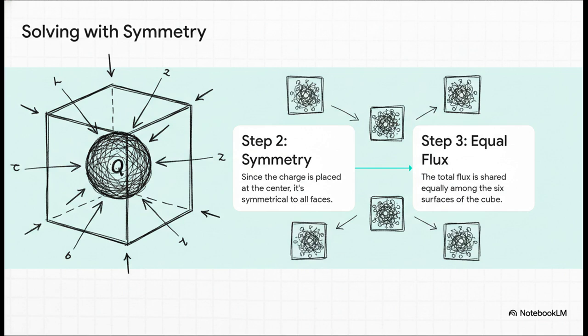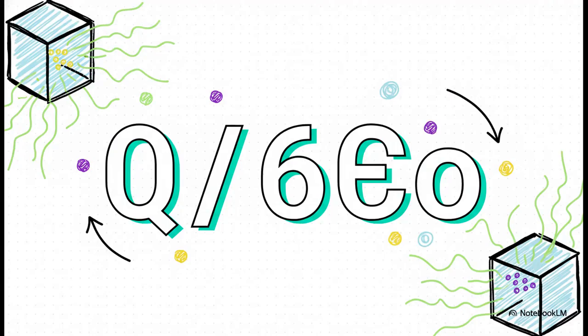Step 2. Use your head. The charge is dead center. That means the situation is perfectly identical for all 6 faces. So that total flux has to be shared equally among them. Which means the answer for just one face is simply the total flux divided by 6, Q over 6 epsilon naught. And that's it. No integrals, no complicated vectors, just 2 steps of pure, simple logic. That is the power of choosing the right tool.